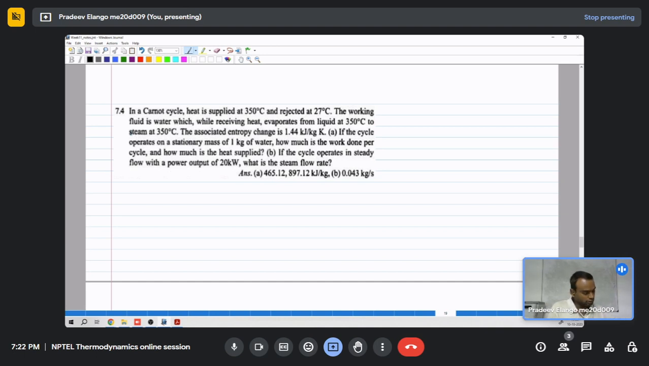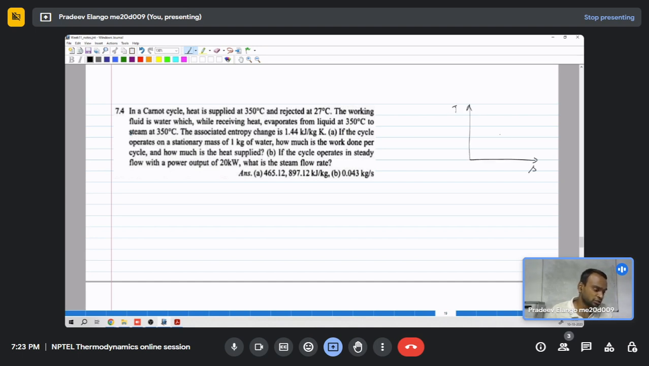Okay, in the next problem we have a Carnot cycle where heat is supplied at 350 degrees Celsius and rejected at 27 degrees Celsius. The working fluid is water, which while receiving heat, evaporates from the liquid at 350 degrees Celsius to steam at 350 degrees Celsius. The associated entropy change is 1.44 kJ per kg Kelvin. If the cycle operates on a stationary mass of 1 kg of water, how much is the work done per cycle and how much is the heat supply? If the cycle operates in a steady flow with a power output of 20 kilowatt, what is the steam flow rate?